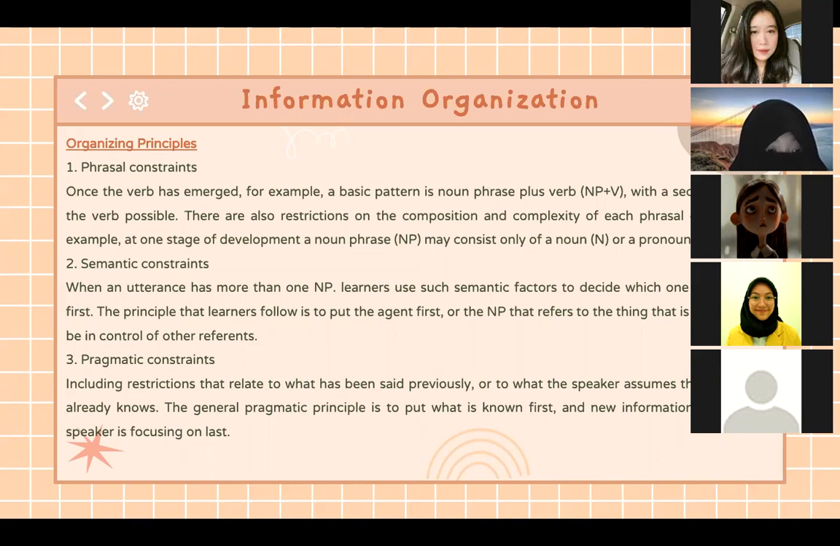And the third one is pragmatic constraints, including restrictions that relate to what has been said previously or to what the speaker assumes that the hearer already knows. The general pragmatic principle is to put what is known first and new information, or what the speaker is focusing on, last. The next slide, please.